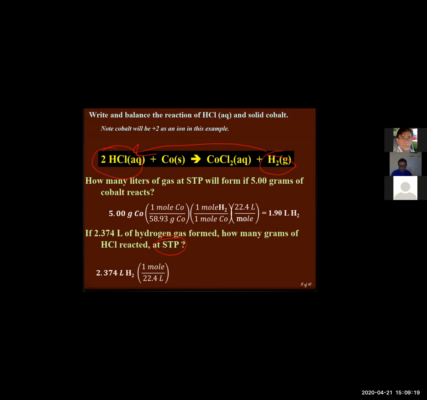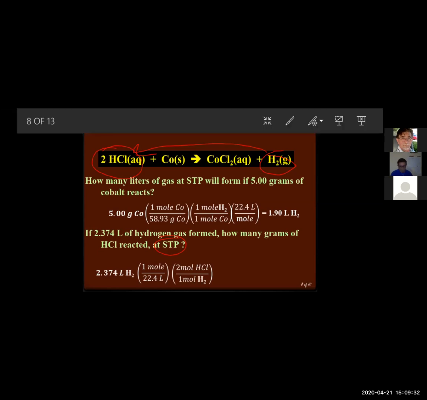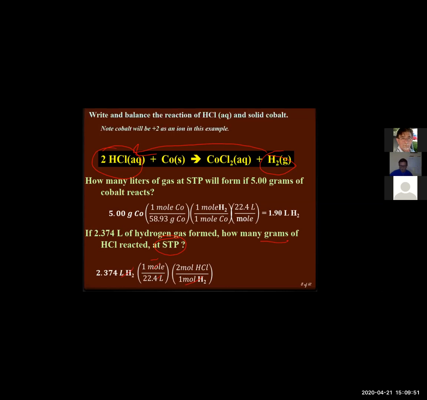Then we slap in the mole ratio between hydrochloric acid and hydrogen. That comes from the balanced chemical equation. It's a 2 to 1 ratio. Notice again, keeping track of your units. They're canceling out properly, leaving me with moles of hydrochloric acid at this point. But they're asking you how many grams. So I need one more conversion factor, and that is the molar mass of hydrochloric acid.